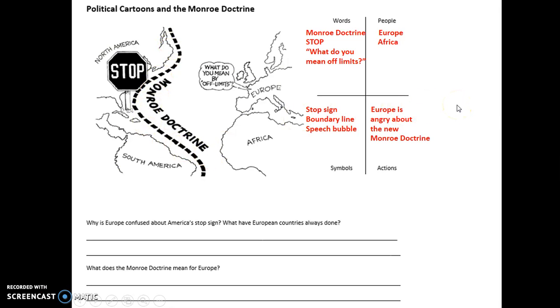Okay, so now go ahead and look at the two questions towards the bottom. The first one is, why is Europe confused about America's stop sign? What have European countries always done? So go ahead and look at your notes. Let's look at the first part of the Monroe Doctrine. It's telling Europe that they can no longer do something that they're used to doing, right? Europe is used to being in control, and now the Monroe Doctrine is saying something else.